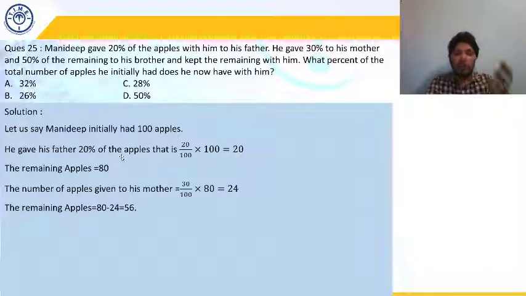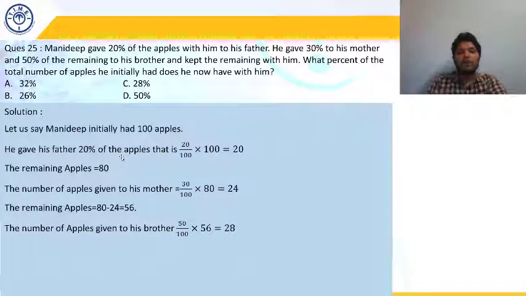So what is 50% of 56? It is 28. So 28 he will give to his brother and 28 he will keep with himself. So the number of apples given to his brother is 50% of 56, which is 28. So 28 apples he will keep with himself and 28 apples he will be giving to his brother. I hope it is clear to everyone.